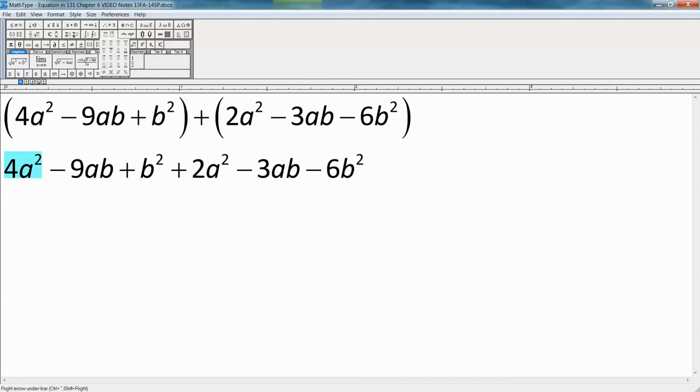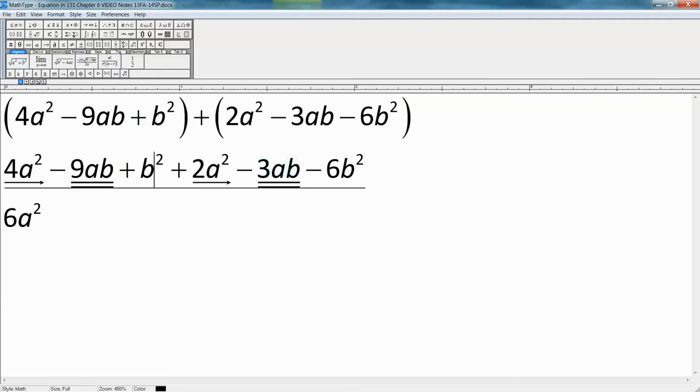So let me underline these. Let me give this one an arrow. I'll give this one an arrow so you can see them. So those are the two a squared. So they're going to combine together. 4a squared plus another 2a squared makes 6a squared. Then we have a minus 9ab. So let me give that a double underline. There we go. And that's going to go with a 3ab. They're like terms because the a's and the b's are the same and they're both raised to the same powers. So together that makes minus 12ab because you have minus 9 minus 3 more.